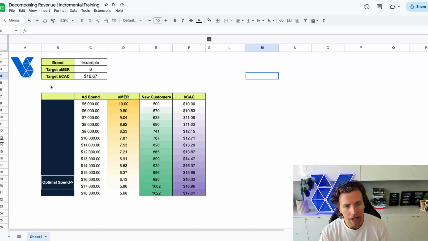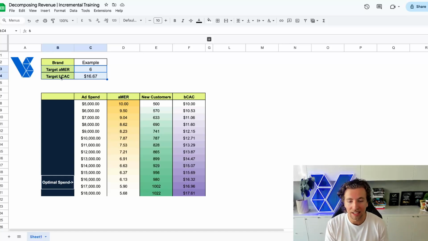So what am I actually looking at here? Well, here's an example brand. And let's say that their target acquisition MER is a 6 and their target blended CAC is $16.67. Now, target blended CAC is just 1 divided by acquisition MER target times average order value. And so we've just assumed $100 average order value. So both of these things, they mean the same thing. If we hit this blended CAC, we're hitting this acquisition MER. If we hit this acquisition MER, we're hitting this blended CAC.